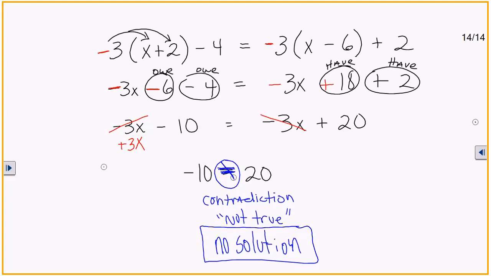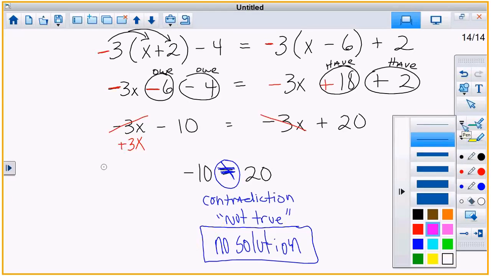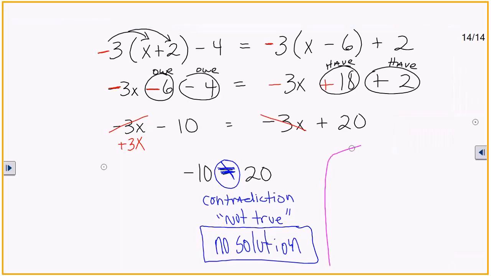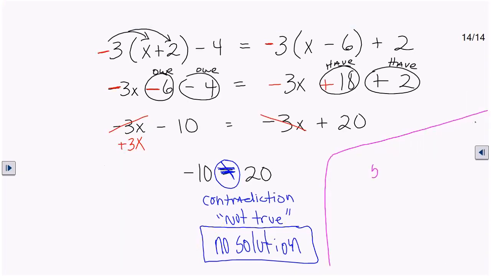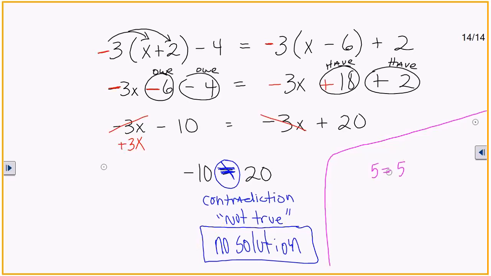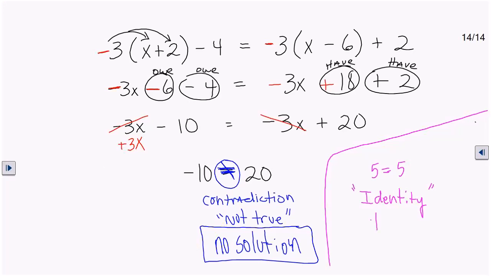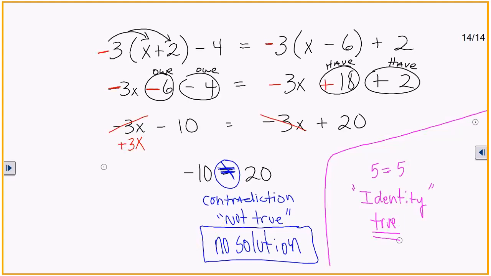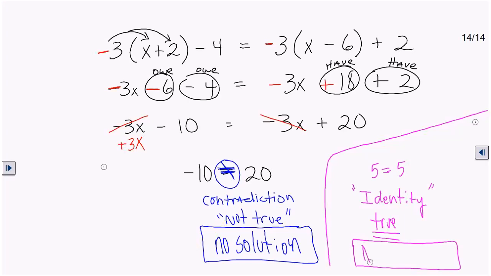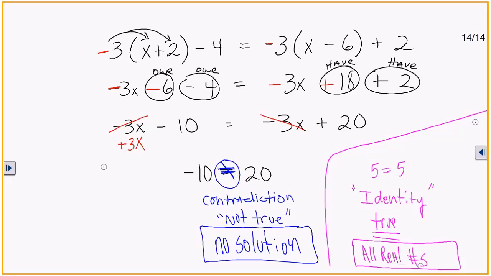So what happens if you get something that says true? Well, we'll do that in magenta. Let's say we get something that comes out, and I'm going to make this separate. You get 5 is equal to 5. Then that's called an identity. An identity means that you have a true statement. If you have a true statement, like 5 is equal to 5, then that means the solution is all real numbers. Meaning that you can plug any number into the problem and it will work.